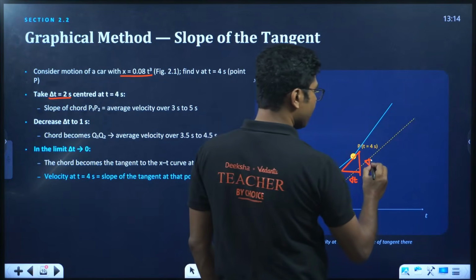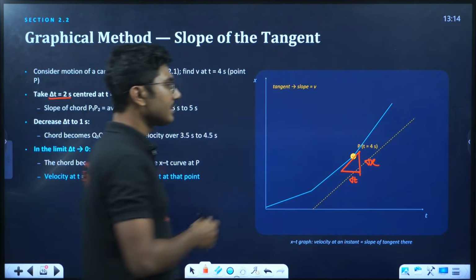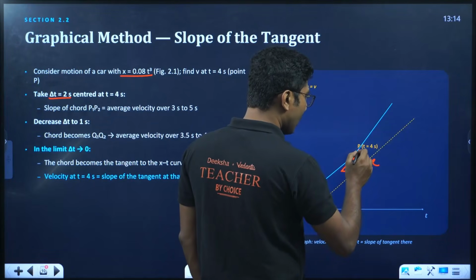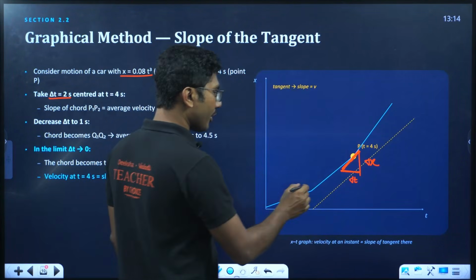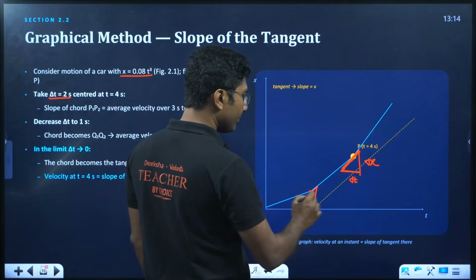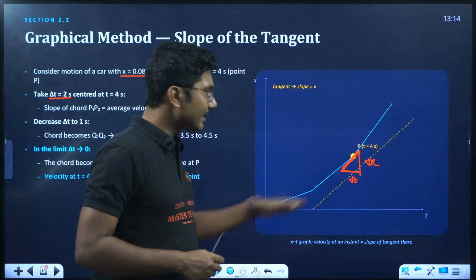Okay, so this is the displacement position time graph. So this is the position time graph. You have to construct a small triangle around the point where you are trying to find your instantaneous speed. Based on the point where you are trying to find, obviously the triangle will be different. And this line is actually a tangent line.